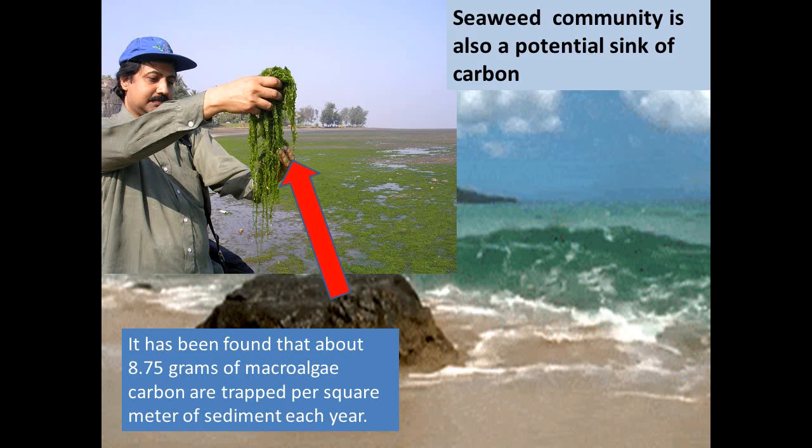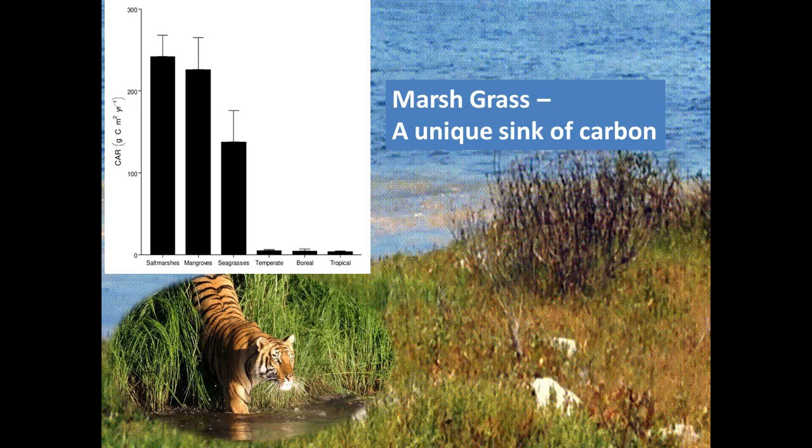Now, the seaweed community is also a potential sink of carbon, and now it has been included in the blue carbon domain. It has been found that about 8.75 grams of macroalgae carbon are trapped per square meter of the sediment in the seaweeds. Now coming to the marsh grass. In Sundarbans in Orissa, there is a marsh grass known as Porteresia coarctata, which is a salt marsh grass and is the pioneer species in the process of ecological succession.